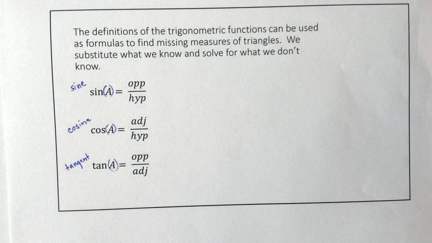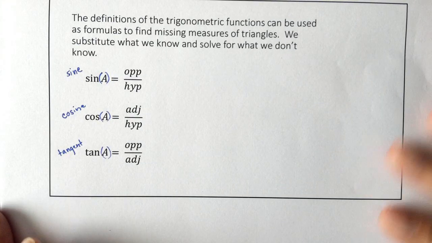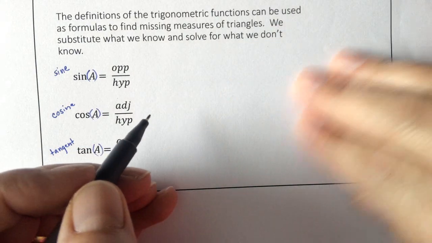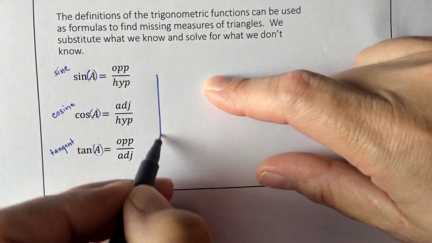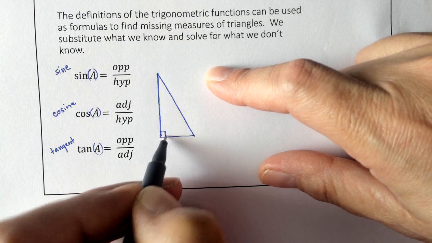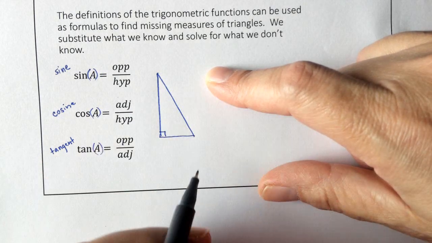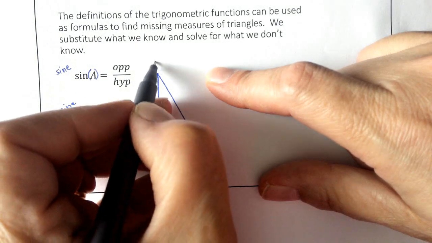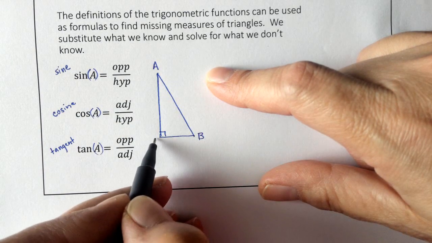So in terms of a general triangle, let's draw a picture. Leave some space over here for an example. Okay, let's draw ourselves a triangle. Let's make this one a little more generic. So there's a right triangle. We're going to call this triangle A, B, C.